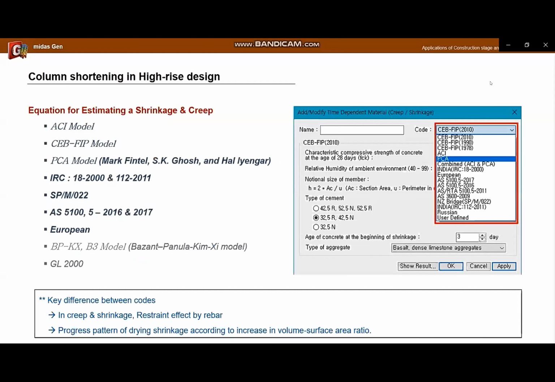The main model formula for calculating creep and drying shrinkage is as follows. Among them, General provides ACI and CB models, New Zealand, Australia, Russia, India, and European proposals. Key differences between codes are the restraint effect by rebar in creep and shrinkage, and progress pattern of drying shrinkage, according to increase in volume surface area ratio.